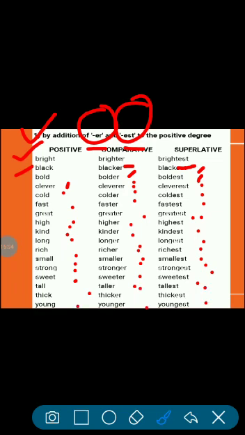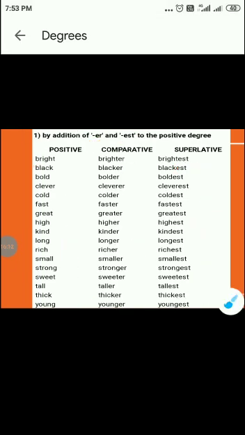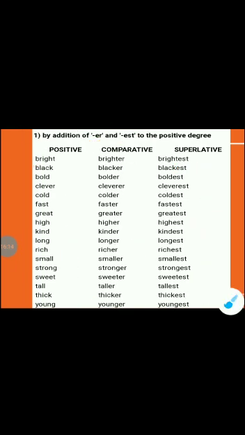Okay, so the positive form of the word, then we add ER to the positive form of the word, it becomes comparative. Then we add EST to the positive form of the word, it becomes superlative form of that word. Alright, okay dear students, let's move to the next rule of the degrees.